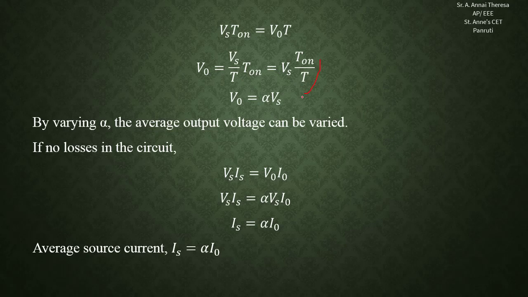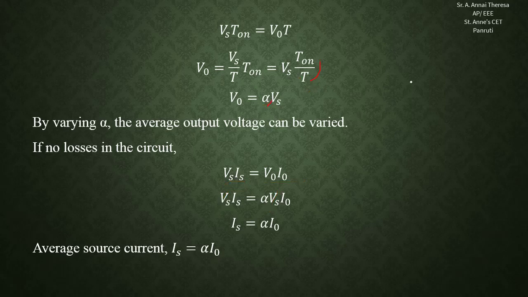So T on by T is nothing but the duty cycle. So instead of this T on by T, we have written here the duty cycle, that is alpha. So V naught is equal to alpha Vs. From this, what we understand is that by varying this alpha value, we can change this average output voltage. Okay, so if there is no loss in the circuit, we can assume that the input power is equal to output power. Input power is Vs Is, output power is V naught I naught. So Vs Is is equal to V naught, which is alpha Vs here, so alpha Vs into I naught. From this, we can cancel Vs and Vs. So Is is equal to alpha I naught. So average source current, that is Is, is equal to alpha I naught.